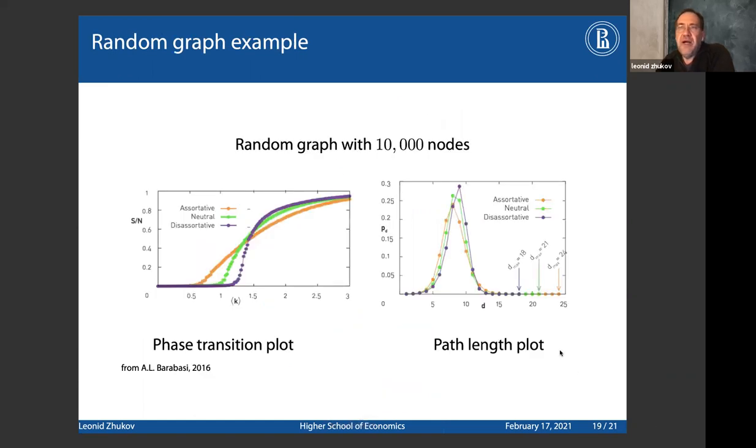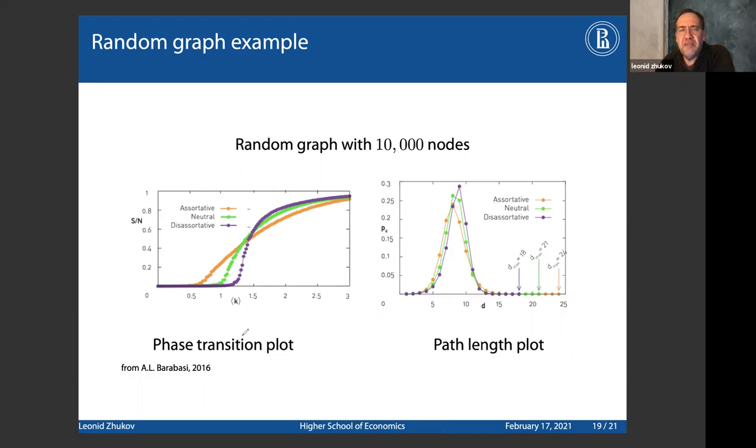Now, why would we bother at all doing this? Well, there are some reasons why it is important. Now let's look at these graphs. This is a random graph generated with the Erdős-Rényi model and 10,000 nodes. And what we have on the left is this phase transition plot. And we actually looked at those plots before.